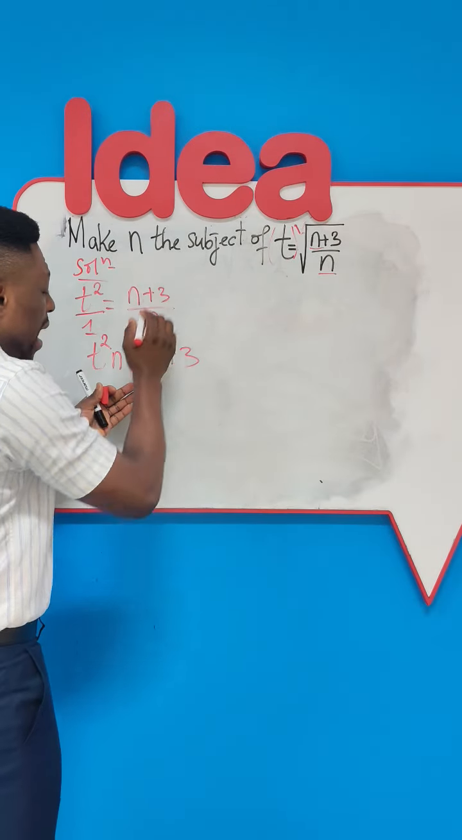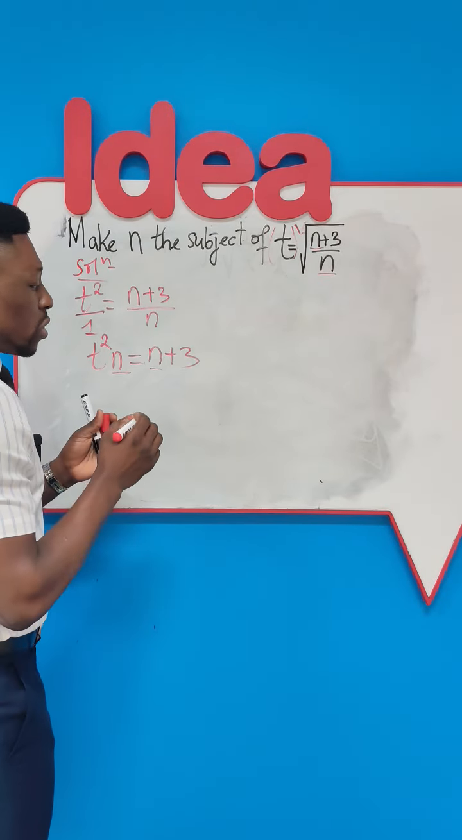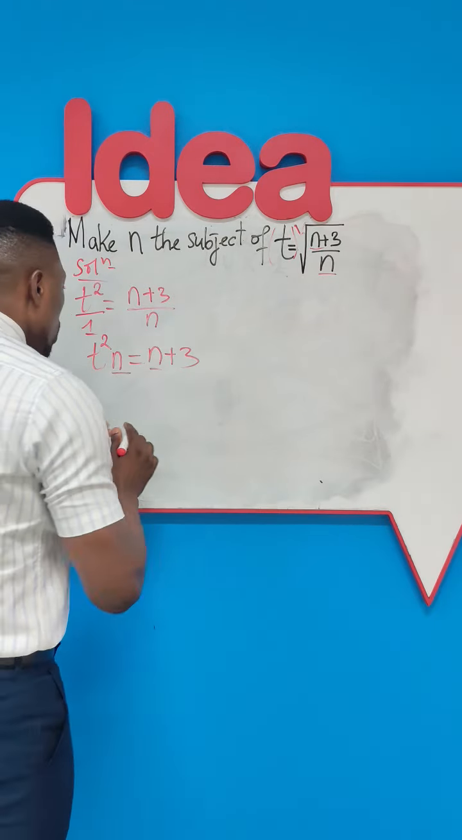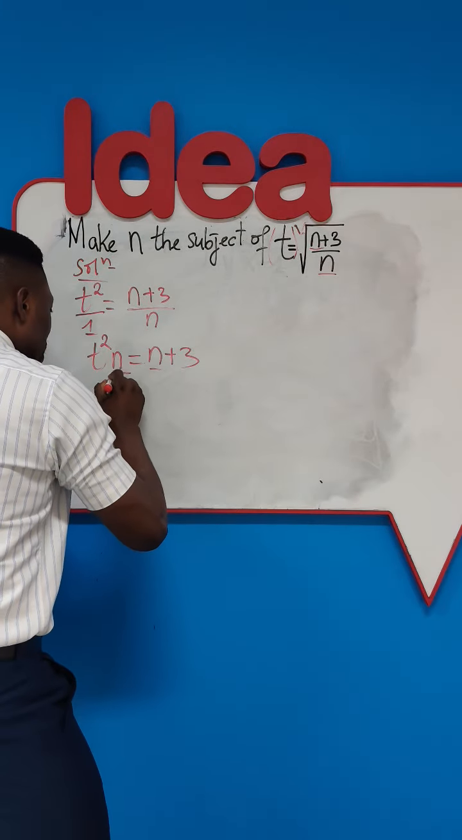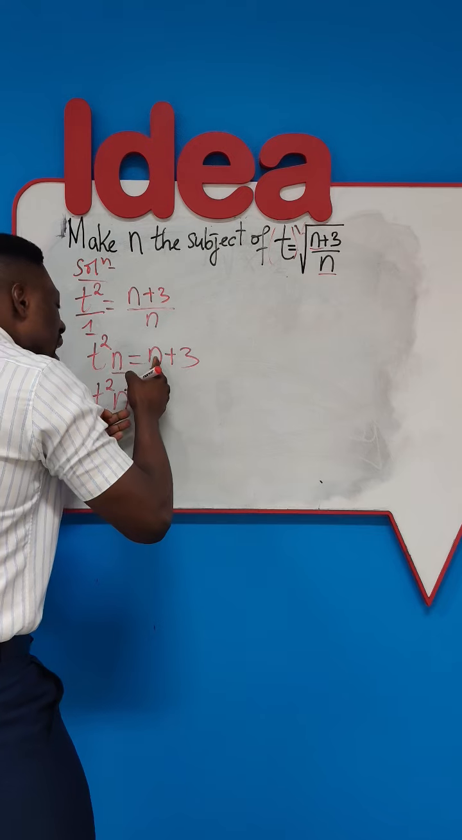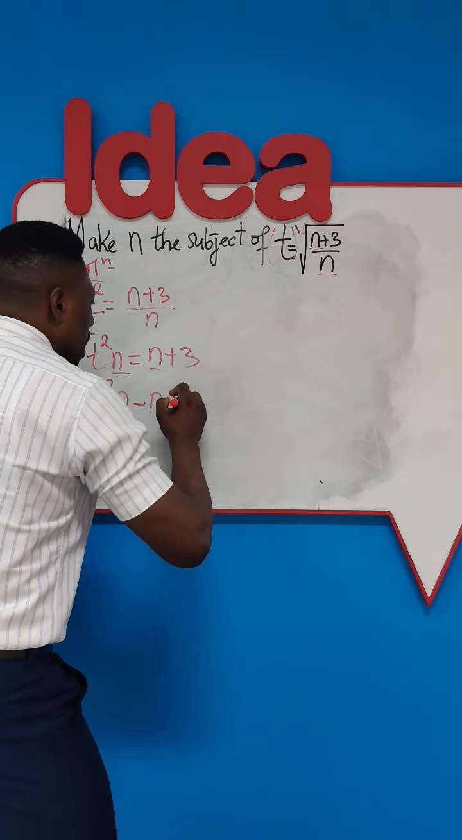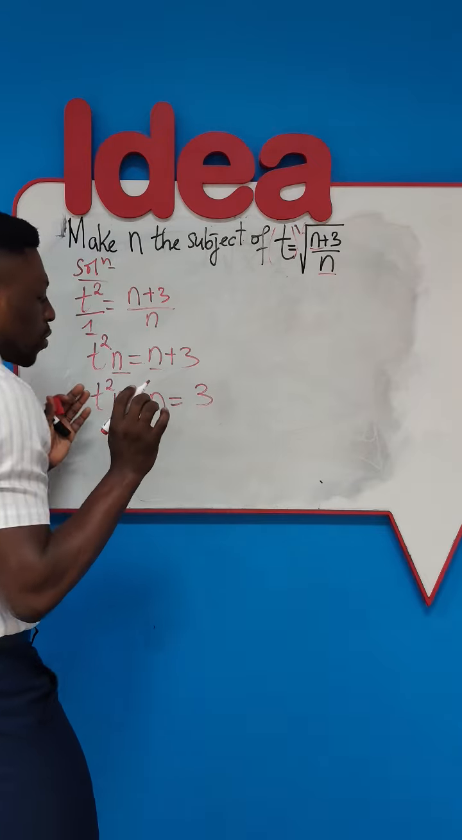We are looking for n, and it's present on both sides of the equation, so it is but rightful that we bring the like terms together. So on this side I will have my t squared n. When this n comes here, it becomes negative. When it moves to the left side, it becomes negative n, and to the right I will have only 3.